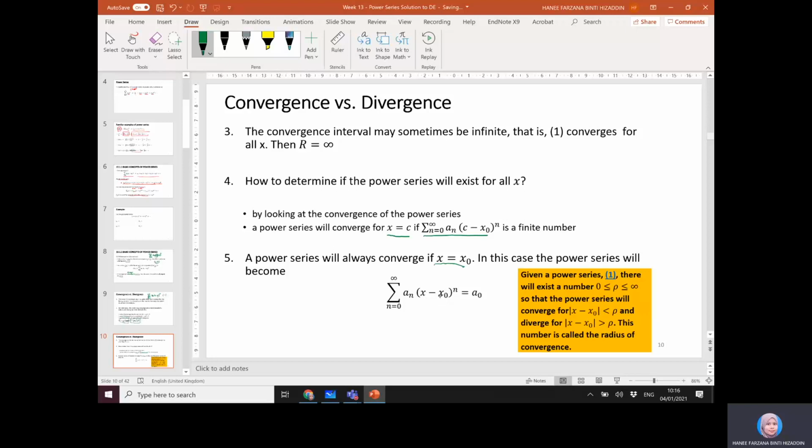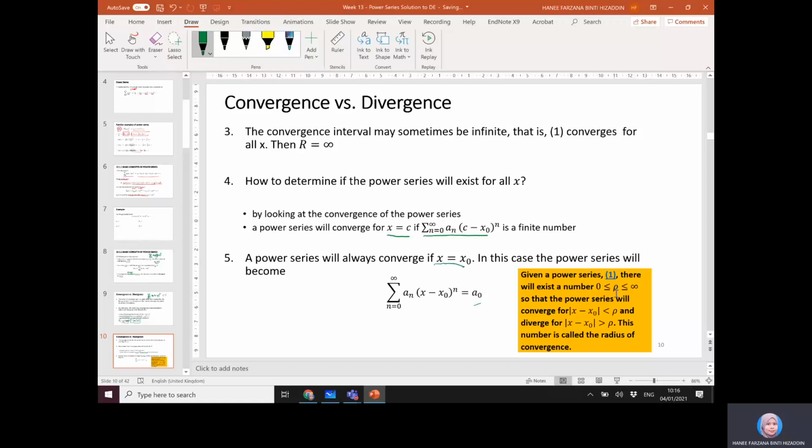In this case, the power series will become just the value of a naught, because all the other terms inside the series, when you expand, will become 0 because x naught minus x naught is 0, except for the first term, because anything to the power of 0 is 1, so you will be left with just a naught.